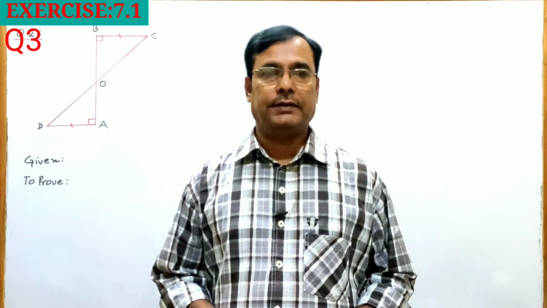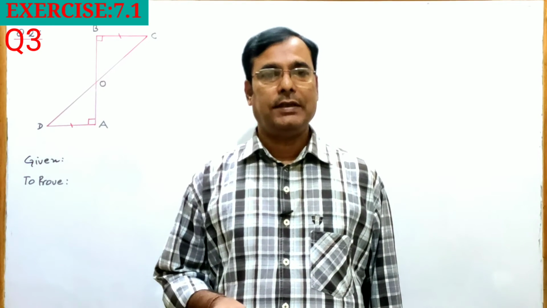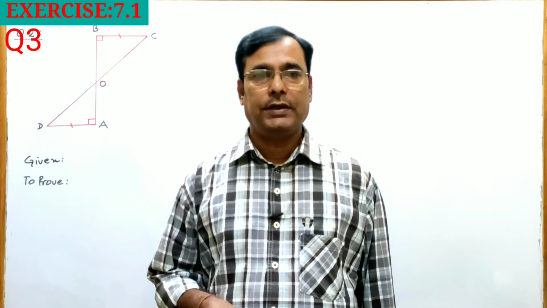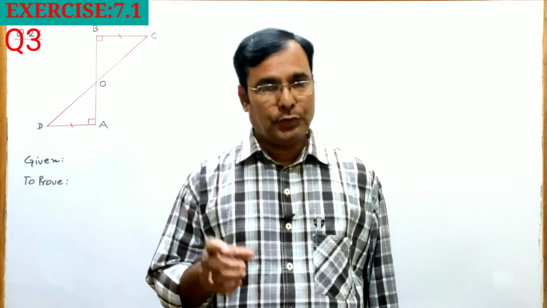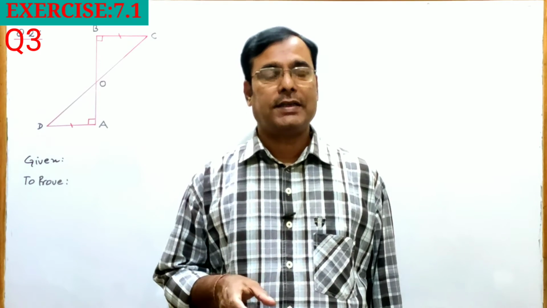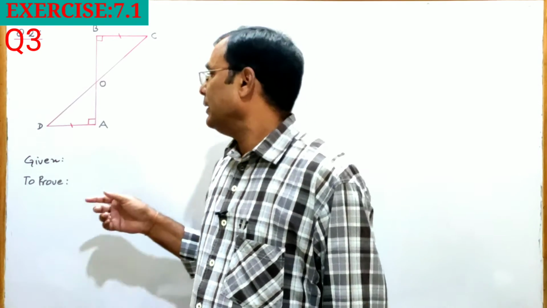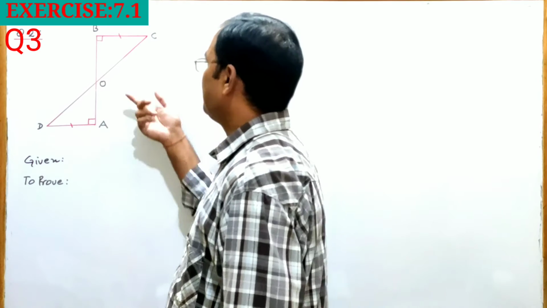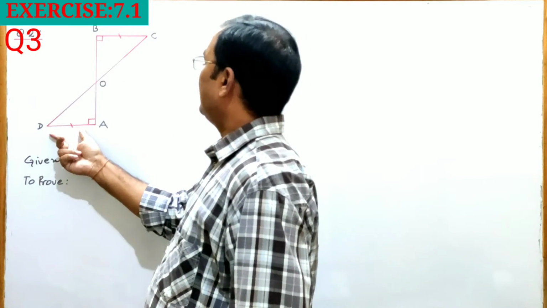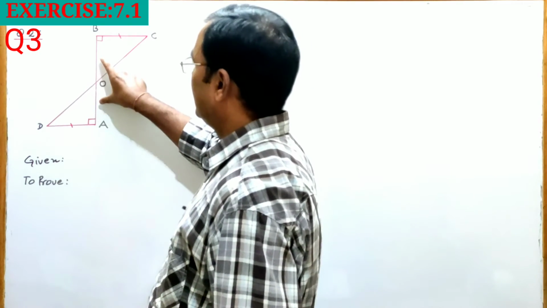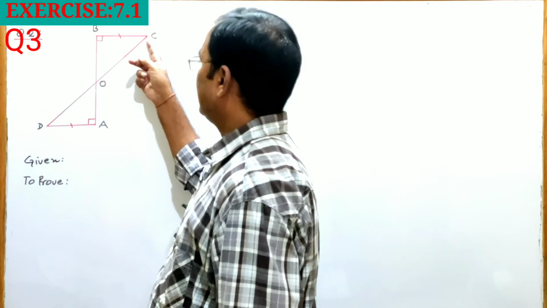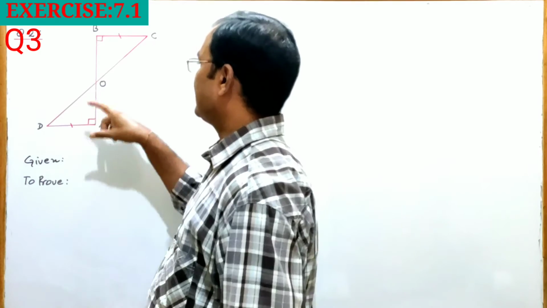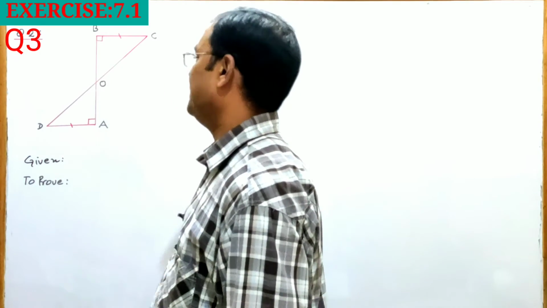Question number 3. AD and BC are two equal perpendiculars to line segment AB. Then prove that CD bisects AB. In this given figure, BC and AD are two equal perpendiculars to line segment AB. You have to prove that CD bisects this line segment AB.